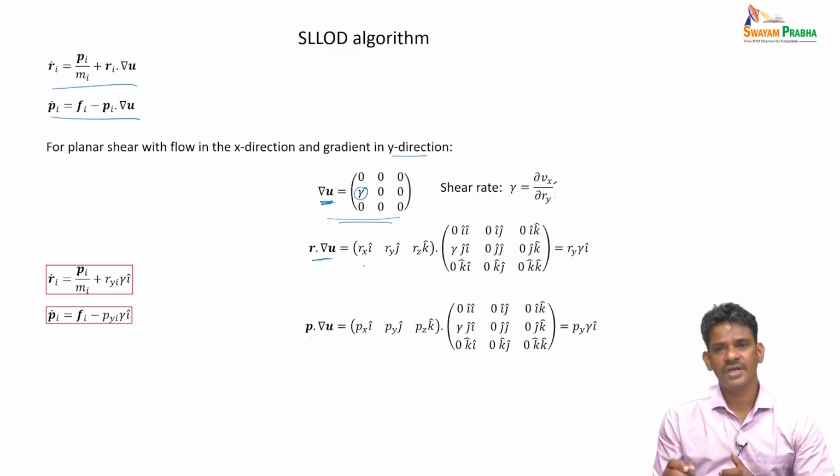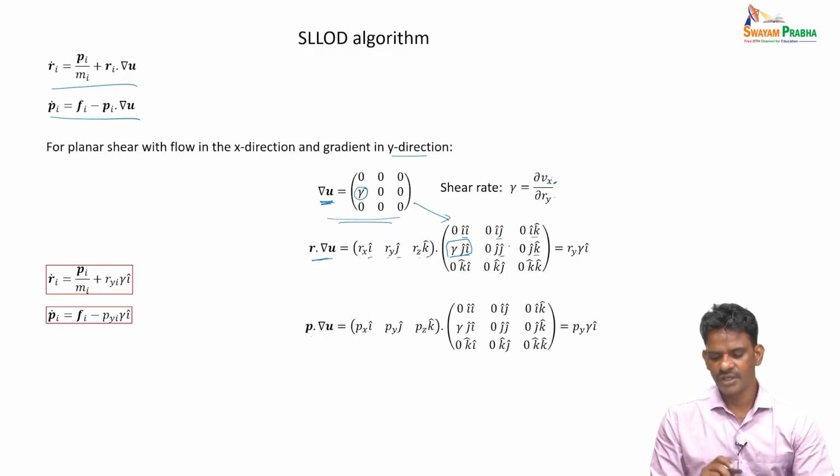We write everything in component form. For example, this r is a vector, where i, j, k are the unit vectors in the x, y, z directions. Rx, Ry, Rz are the x component, y component, and z component of the particle position R. We are talking about a particular particle i. Similarly, this del u is a tensor. You can see that I have written it in component form: ii, ij, ik, ji, jj, jk and so on. So you can see that the only non-zero term is this one and all the other terms are 0 because of the way we have defined our shear.